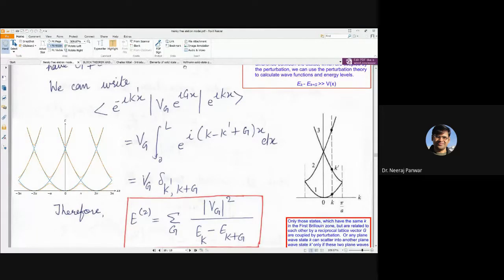If we have c_(k plus g), it would be coupled with c_(k plus 2g) or c_k. If we have c_(k plus 2g), that would be coupled with c_(k plus 3g) and c_(k plus g). I hope it is clear.